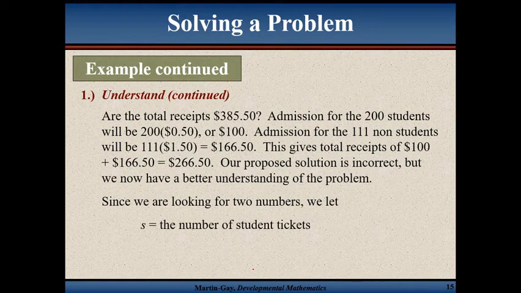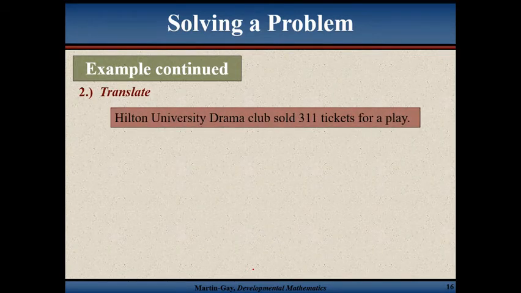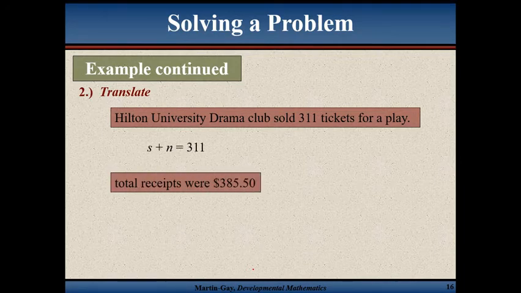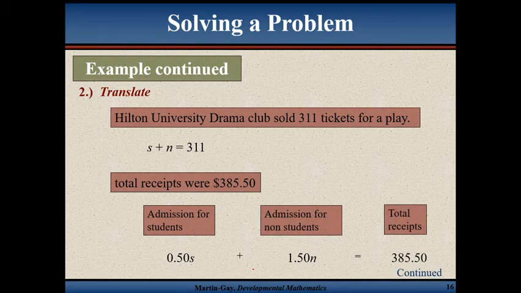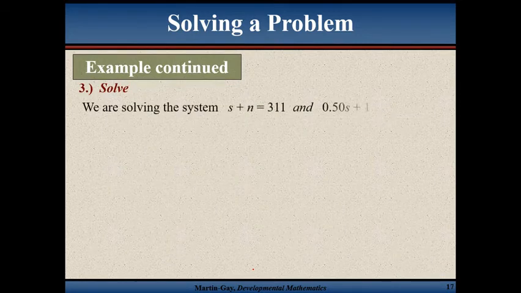So we're looking for two numbers. We're going to let S equal the number of student tickets and N equal the number of non-student tickets. Okay, we know that 311 tickets were sold for the play, so that means S plus N equals 311. We know the total receipts were $385.50. So the admission for students must be 0.50 times S plus 1.50 times N in order to get the total receipts of $385.50.